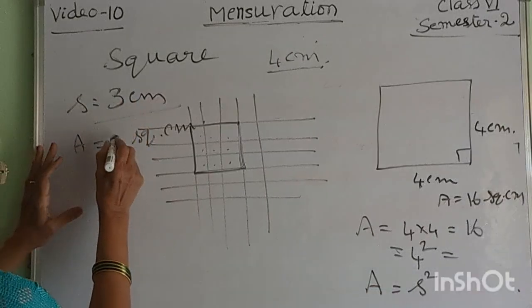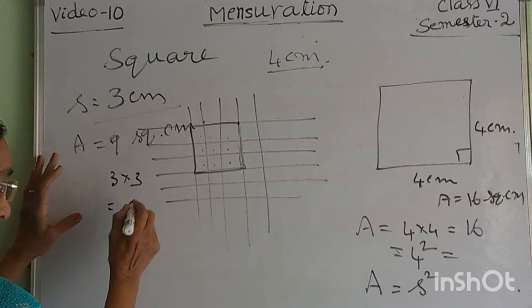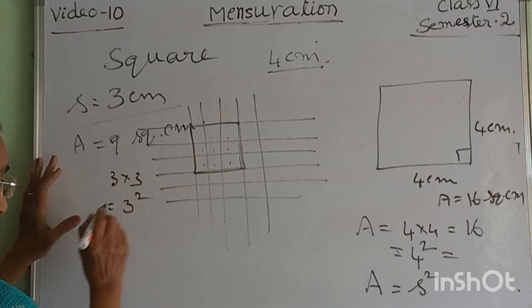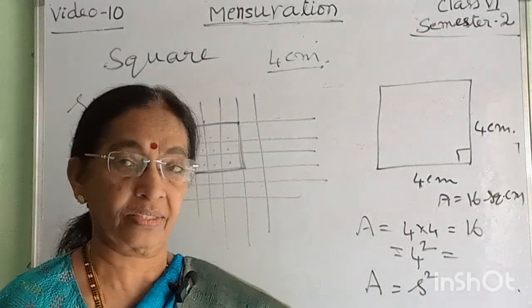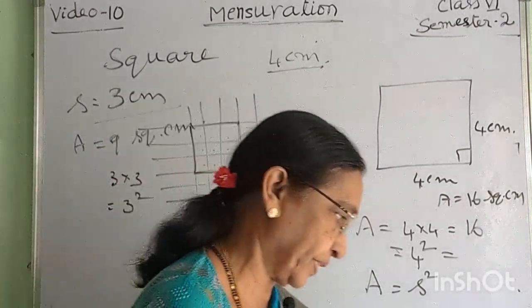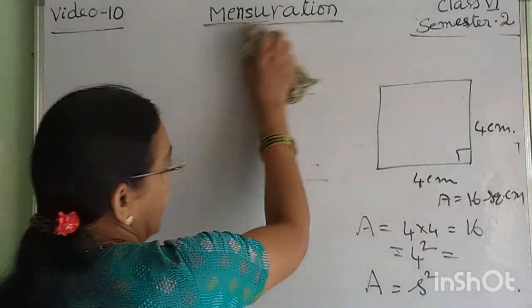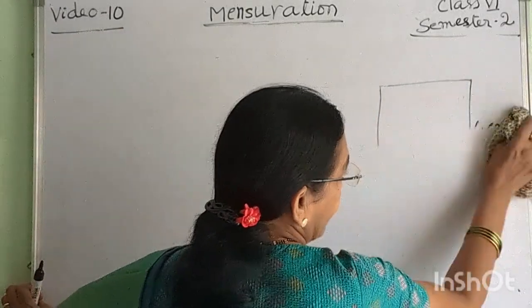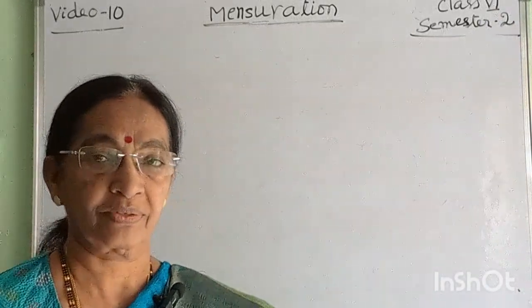The side is 3, so 9 is 3 into 3. So 3 into 3 is 9, we can write it as 3 square. Therefore, the area of a square is equal to side square. That is the formula of the area of the square. So now we have got two formulas for areas.